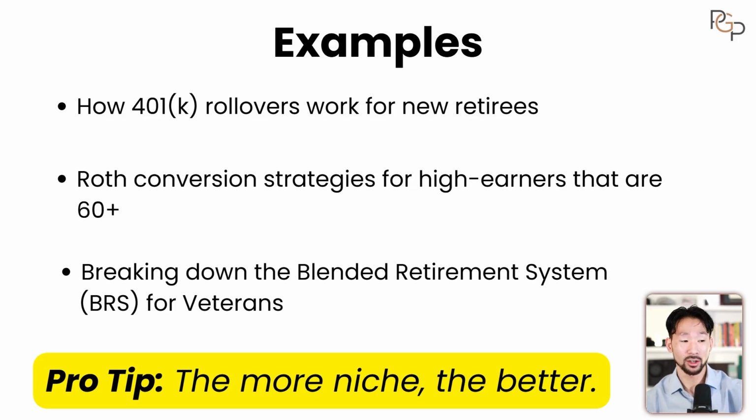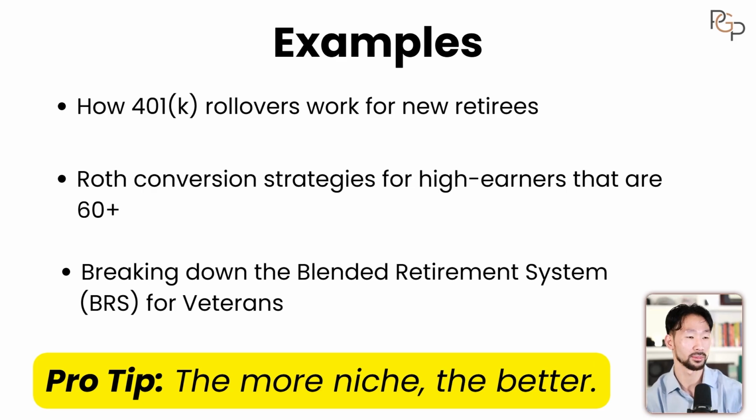But if you look at the third example, blended retirement system for veterans, you are really honing in on a niche, right? This is veteran specific. And so if you can start differentiating your content and your firm by focusing in on a specific niche, you'll really speak to and resonate with that specific audience, and you'll become the go-to advisor, the go-to firm for your niche.